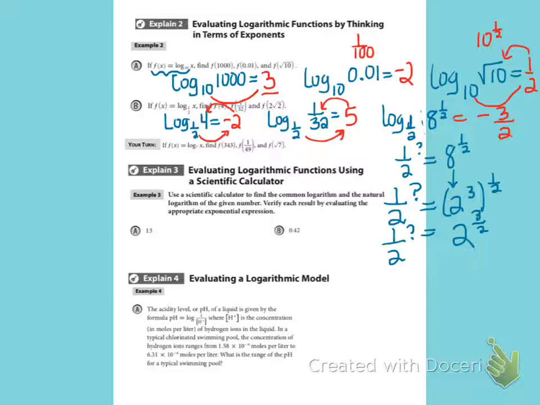So if we took the 1/2 and we raised it to the negative 3/2, the negative would flip it and make it 2. And if I raise 2 to the 3/2, of course you can see we get 8 to the 1/2, or the square root of 8. So that one was a little tricky. That one, long story short, was much more difficult.